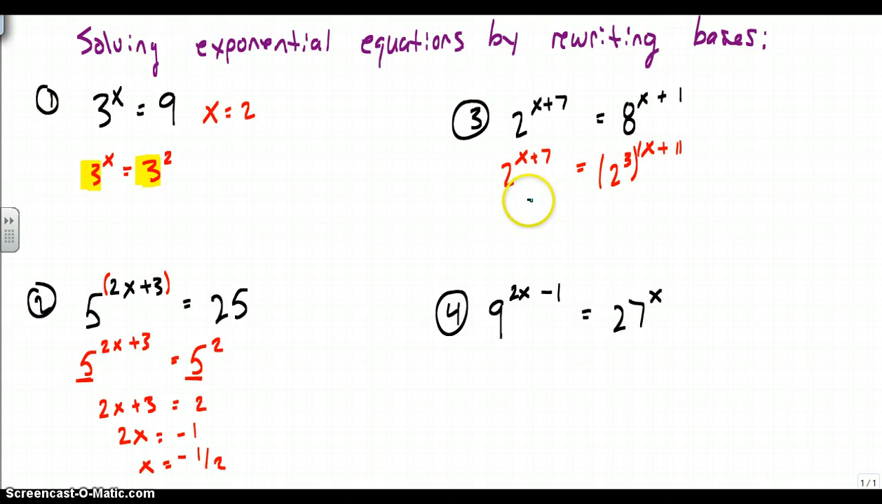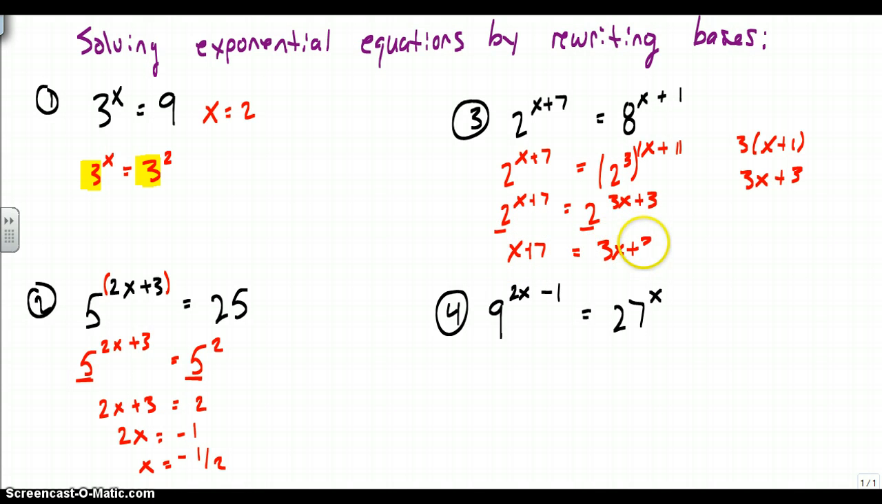So I can go ahead and leave this here, 2 to the x plus 7 equals, and I'm going to do this out to the side. I have 3 times the quantity x plus 1. This is just distributing. I get 3x plus 3. So this actually becomes 2 to the 3x plus 3 power. And now my bases are the same, so my exponents are equal. So x plus 7 equals 3x plus 3.